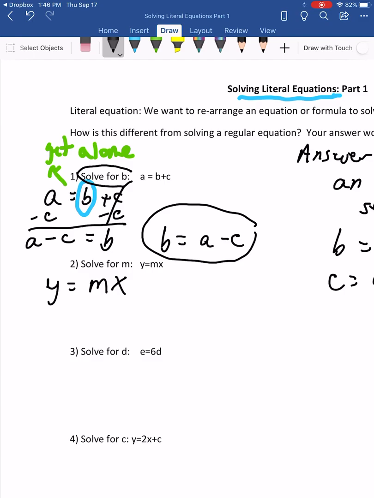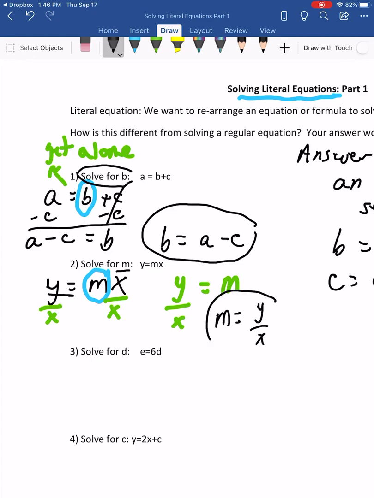In number 2, y equals mx. The way the question's written, it is solved for y because it begins with y equals. We want to solve for m. All right, so in order to get m by itself, we need to get rid of the x. The x is multiplying m, so the opposite of multiply by x is divide by x. So we'll divide by x here and here. So I have y divided by x is equal to m. And just like before, we'll turn it around. We want our answer to begin with m equals, and that's going to be m equals y over x.